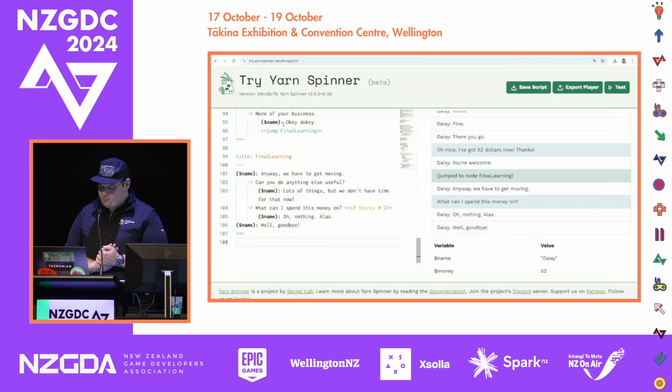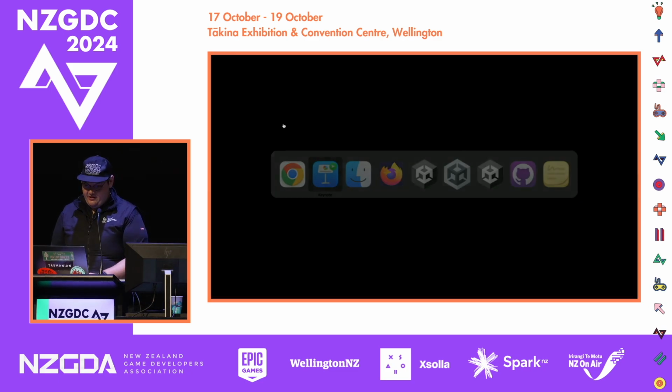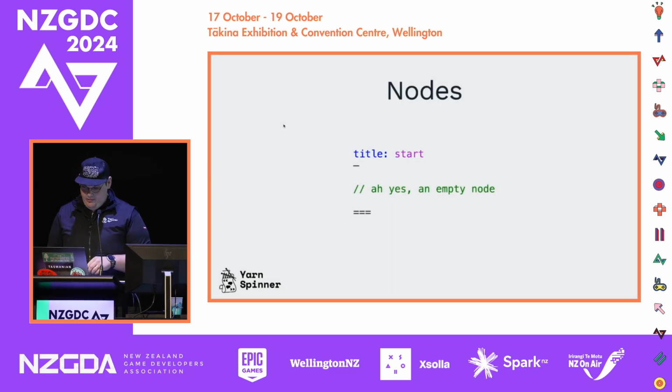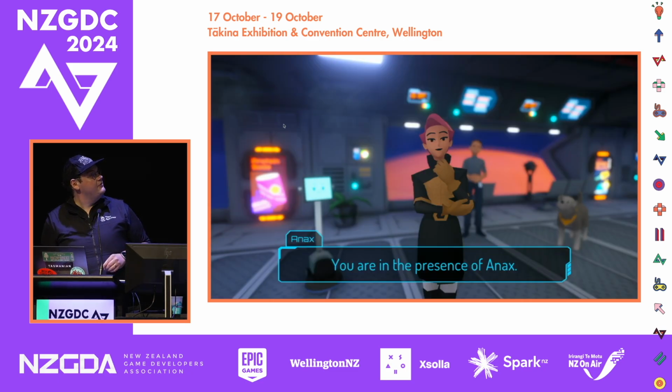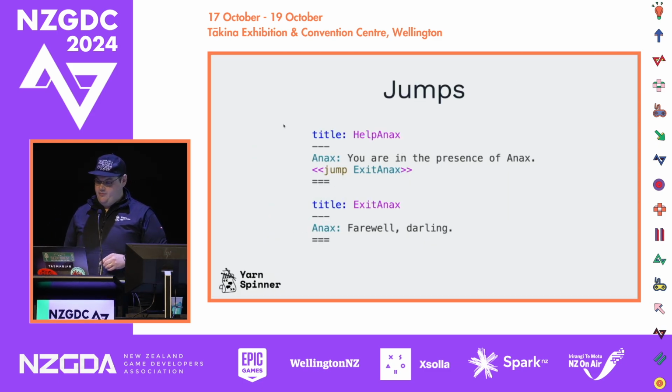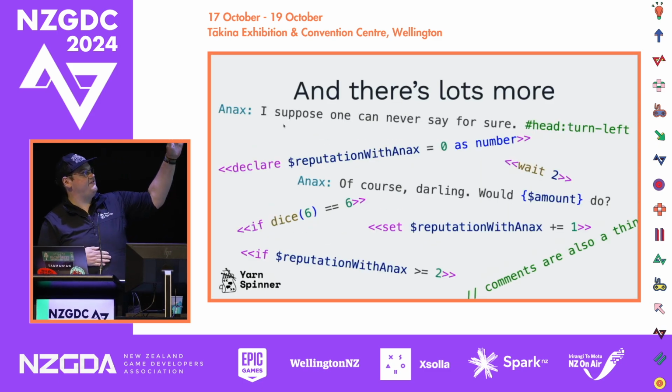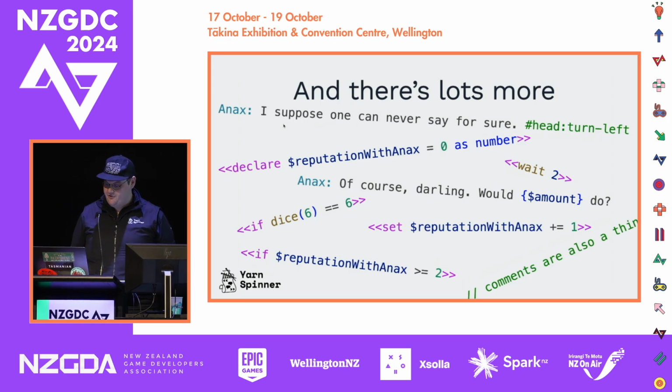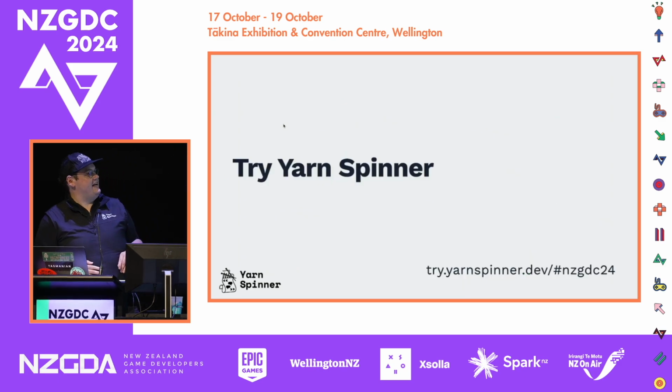Let's try Yarn Spinner. I'm going to go back to my slides and see if they work. Oh, look, they caught up. Lines. Okay. Look at that. We did all this already. Wonderful. There's lots of features. We'll get to some of these features in a minute as I go through.